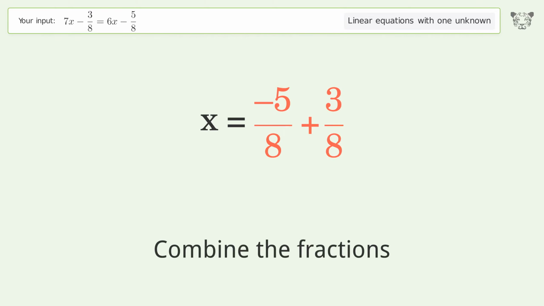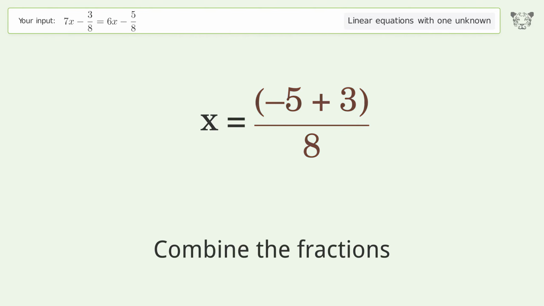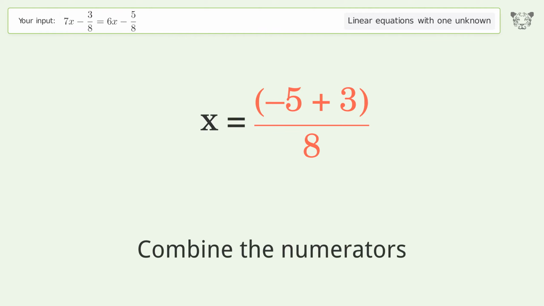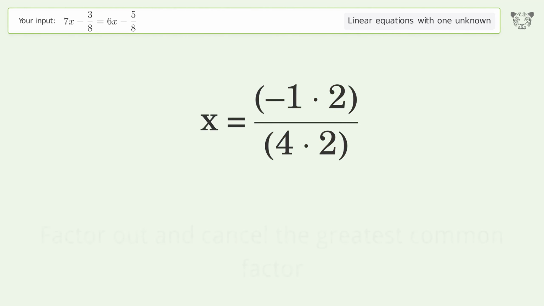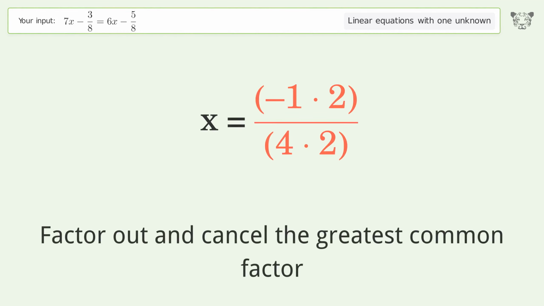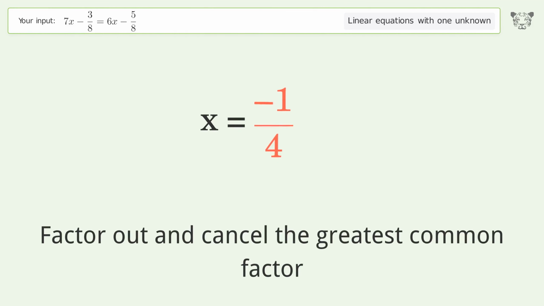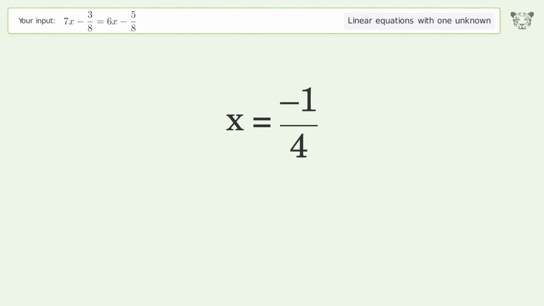Combine the fractions. Combine the numerators. Find the greatest common factor of the numerator and denominator. Factor out and cancel the greatest common factor. And so the final result is x equals -1/4.